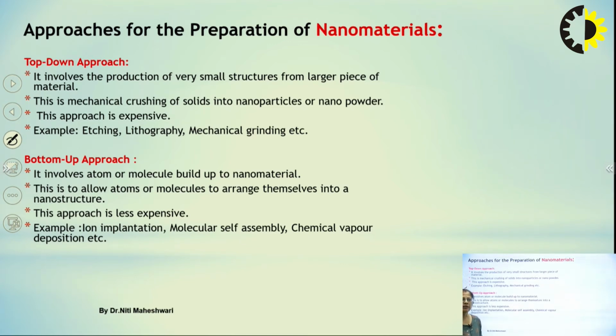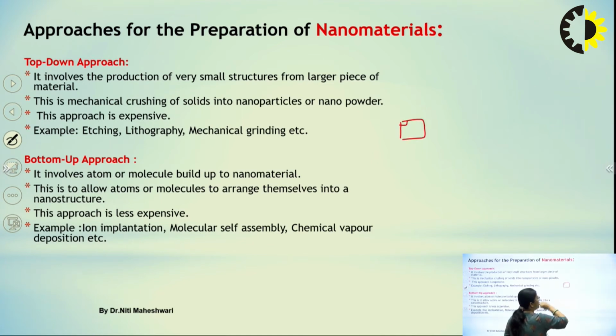So, this process involves the production of very small structures from the larger ones or the larger pieces of the material. For example, it involves the mechanical crushing of the solids and breaking down into the nano size or the nano powder. Now, this approach is expensive. Why? Because a lot of the material gets wasted. This material is synthesized by the repeated pattern transfer.